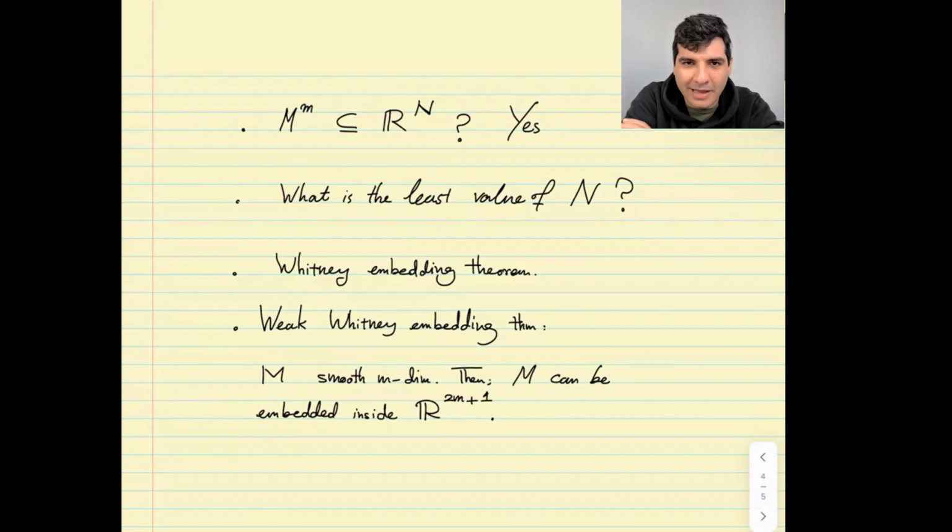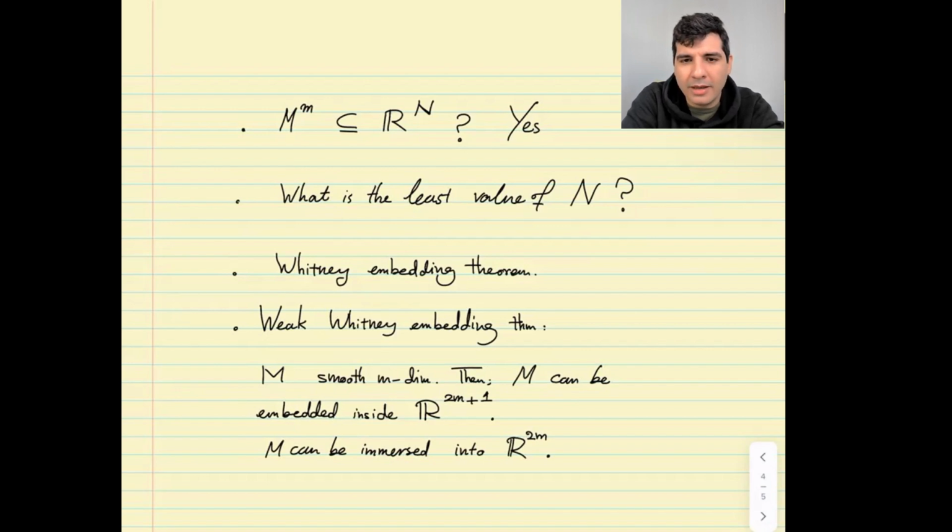Okay, so N is 2M plus 1. Also, there's an immersion version. There's an immersion from M into R^M. So you can bring the dimension down, but it might be an immersion. You can bring the dimension of Euclidean space down, but it might be an immersion now. Okay, that's the statement of the weak Whitney embedding theorem.